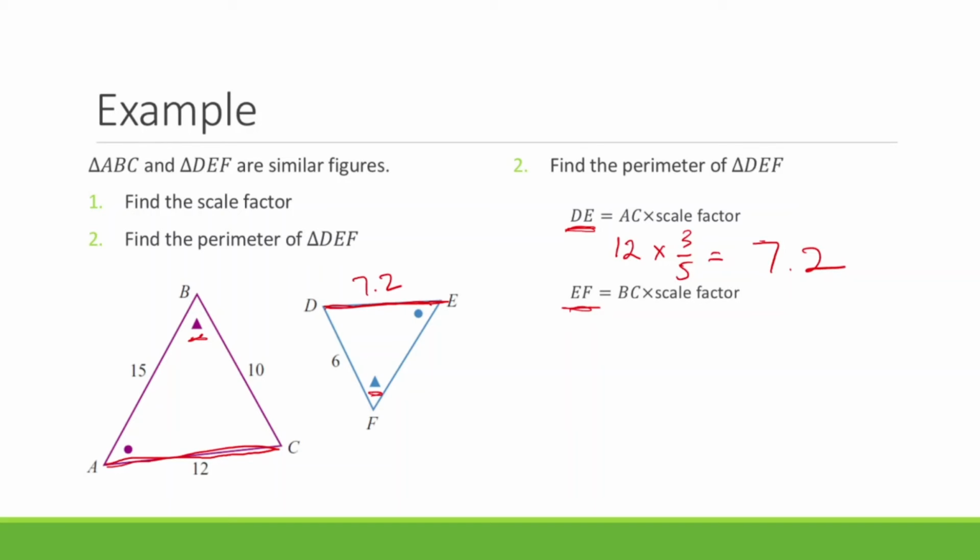We're going to do the same thing with EF. So it's going to be 15 because the matching side is BC. Nope, that should be AB. Times scale factor, which is 3 over 5, it equals 9. Now don't forget, we are trying to find the perimeter. So to find the perimeter, we are going to do 6 plus 9 plus 7.2, which equals 22.2.